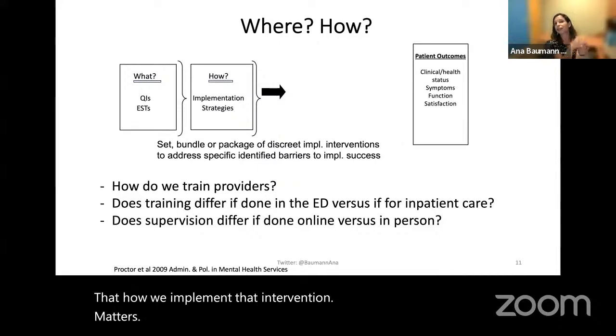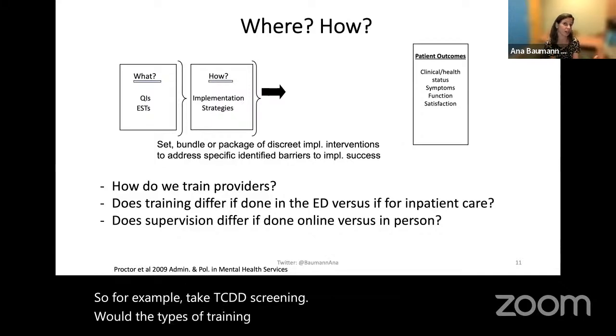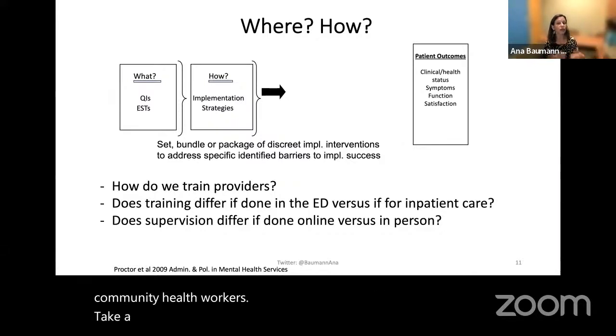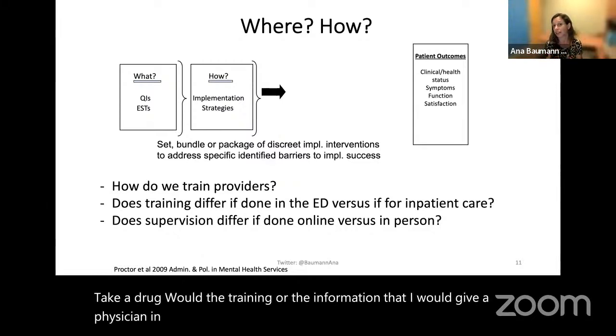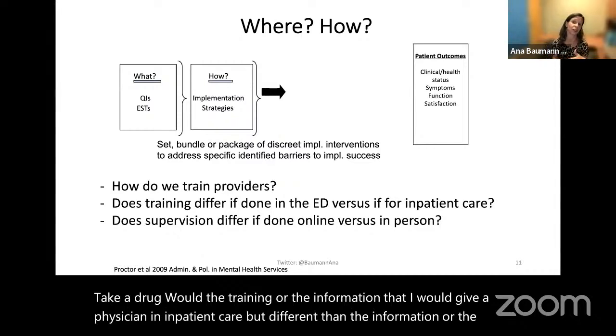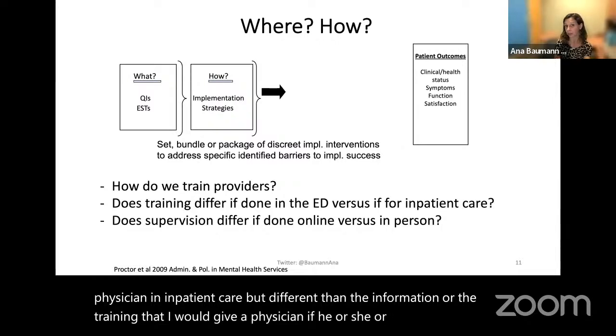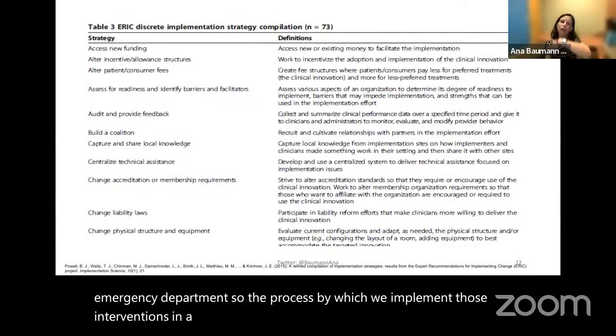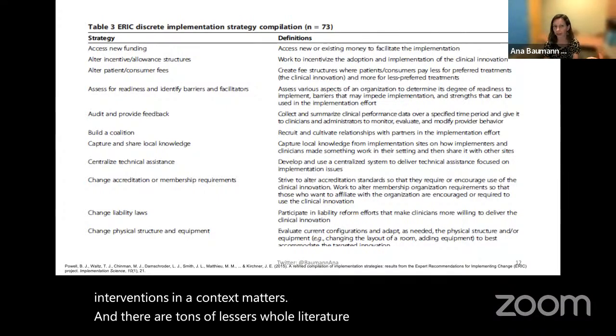So for example, take TCD screening. Would the types of training that physicians go through to do a TCD screening be different than if I train community health workers? Take a drug. Would the training or the information that I would give a physician in inpatient care be different than the information or the training that I would give a physician if he or she or they are in the emergency department? So the process by which we implement those interventions in a context matters. And there are tons of lists, there's a whole literature, there's a whole methods on trying to figure out how that looks.